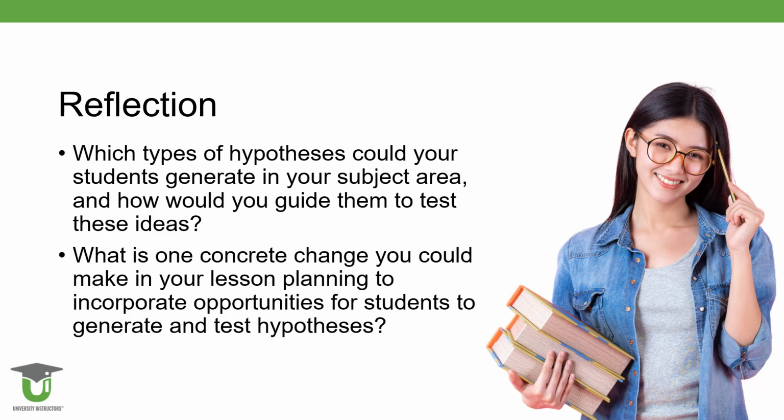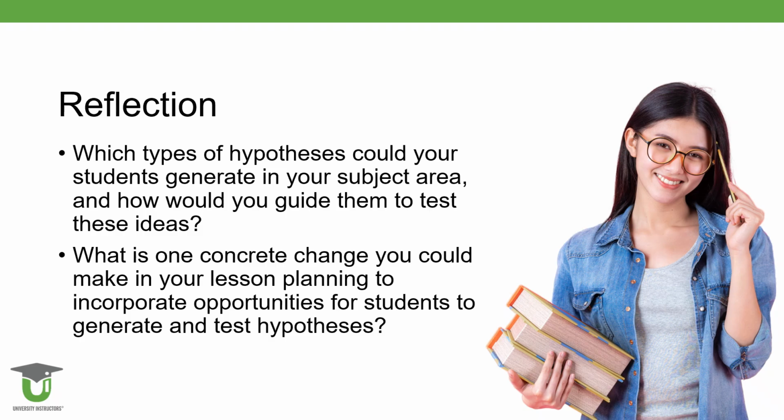Possible answers for the first one: science. Students predict how different soil types impact erosion, then design a model to observe and record results. In math, students could predict patterns in number sequences or the outcome of a probability experiment, then test their predictions with calculations or simulations. In social studies, students might hypothesize why a historical event happened and then test it by analyzing primary and secondary sources for supporting evidence.